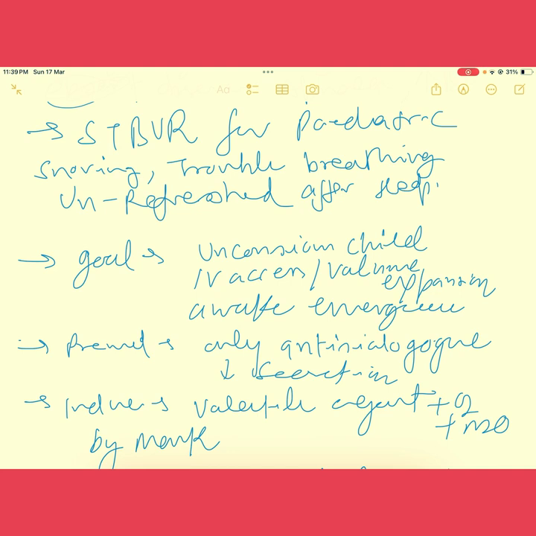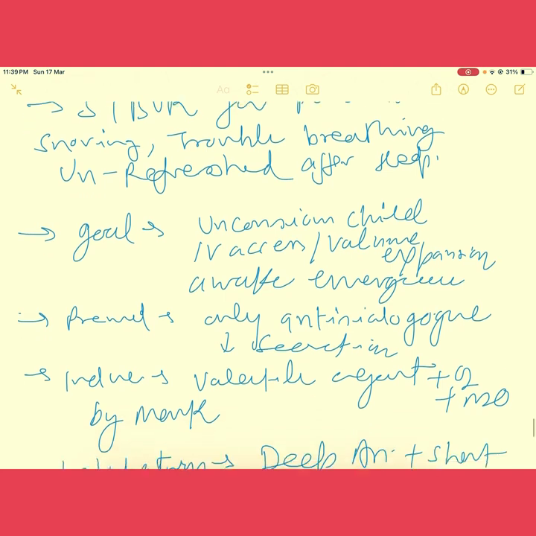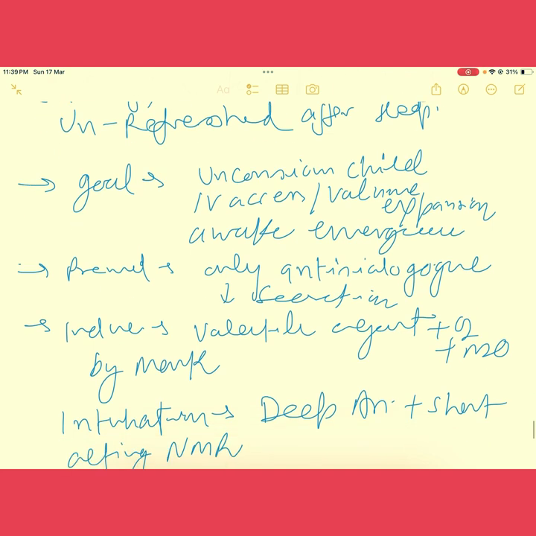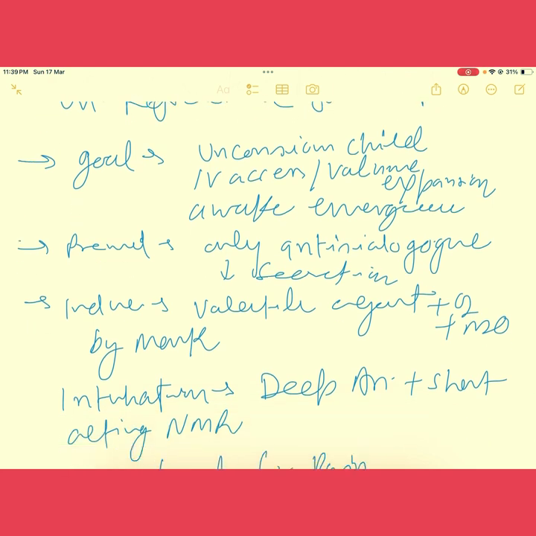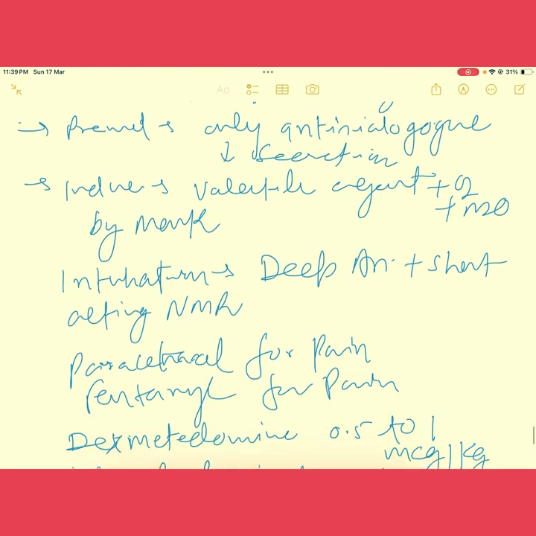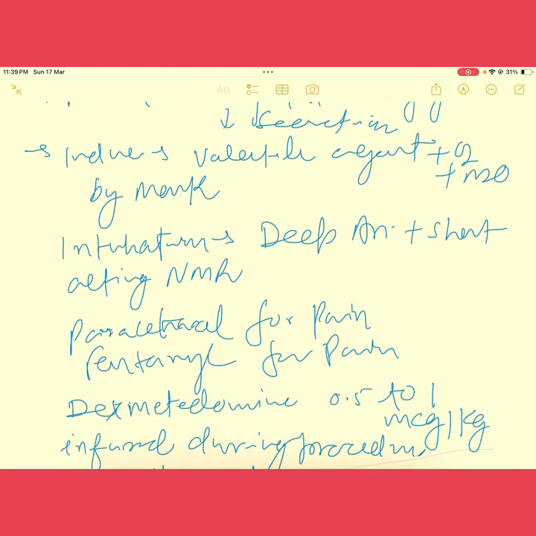Goals: the child should be unconscious to provide a clear field of view for the surgeon. Proper IV access and volume expansion, and awake emergence. Pre-medication: only an anti-sialagogue is preferred to reduce secretions. Induction with a volatile agent with oxygen and nitrous oxide by mask. Intubation: deep anesthetic plane plus a short-acting neuromuscular agent.